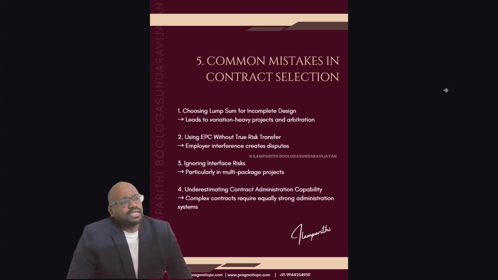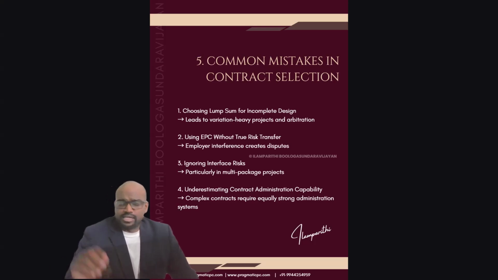So what are the common mistakes in contract selection? Choosing lump sum for incomplete design. That leads to heavy variations and change orders, and then that will end up in arbitrations. Second is using EPC without true risk transfer. That is, the employer keeps interfering in design, procurement, everything.